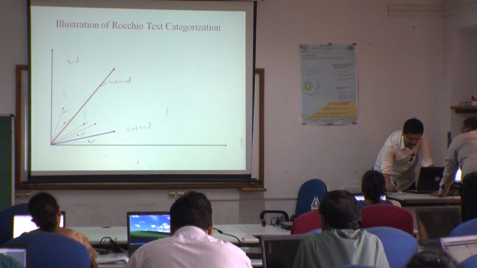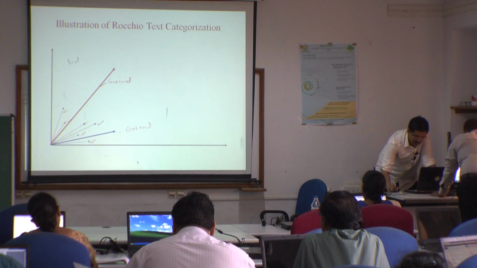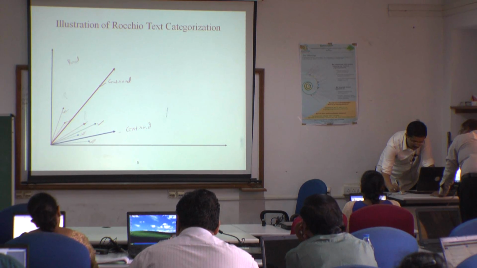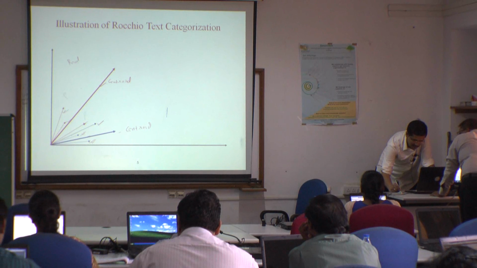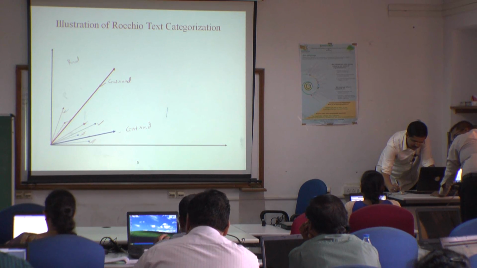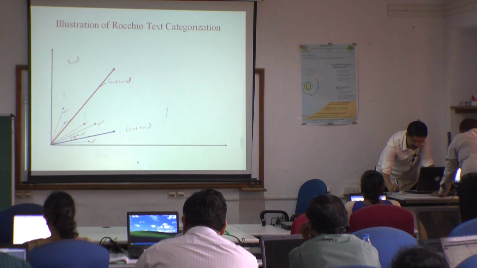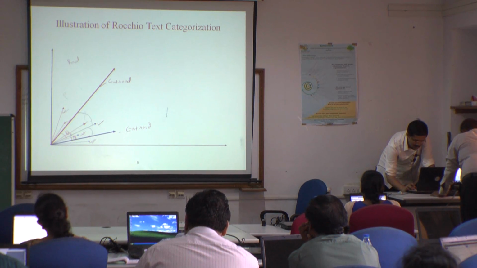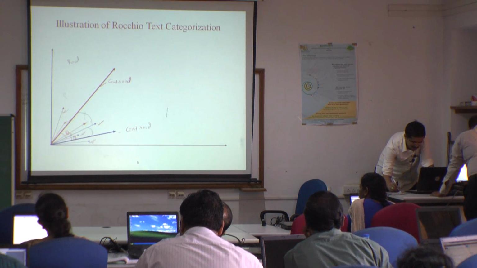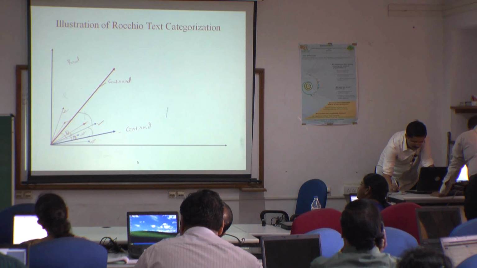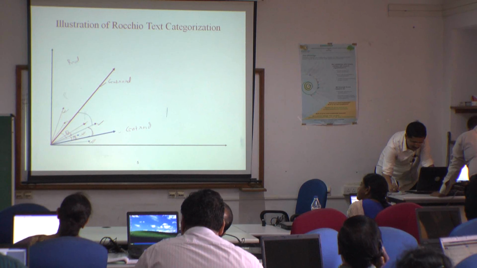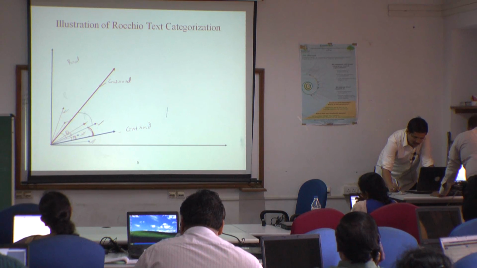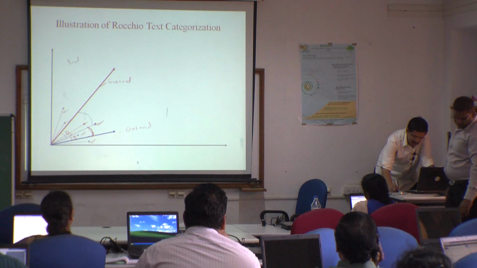Now suppose another document is represented here as a black arrow. To identify whether this document will belong to the red document category or the blue document category, we will identify the cosine similarity angle. Suppose this is theta 1 and this is theta 2. Here it is clear that this document shows higher similarity with the centroid representing the blue documents. So it will go to the class labeled as blue documents.